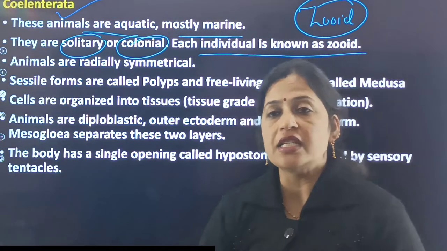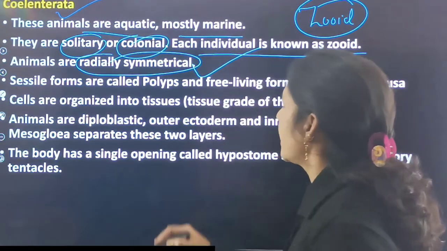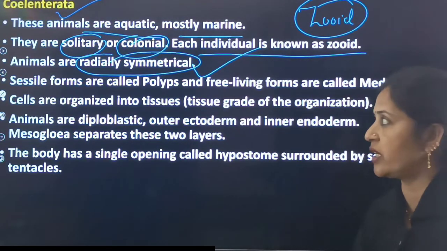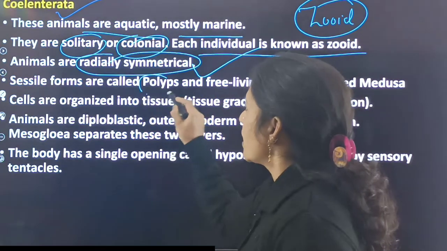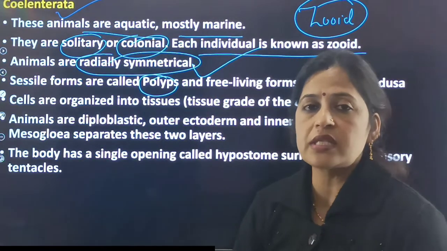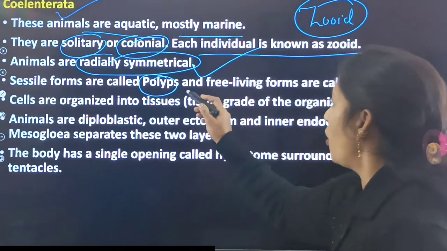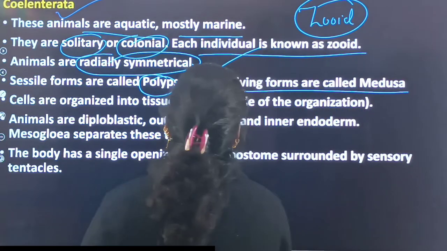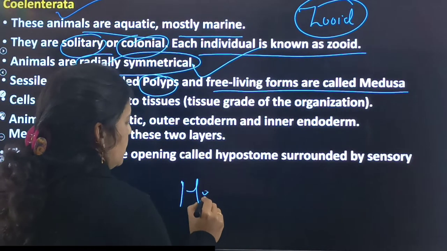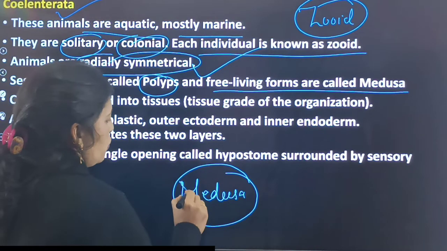The animals are radially symmetrical. This is the next important feature of the Coelenterata. Sessile forms present in the Coelenterata are known as polyps, and free living forms are called medusa.